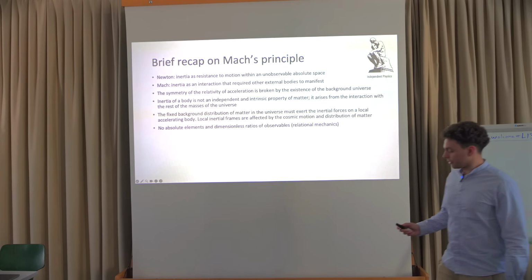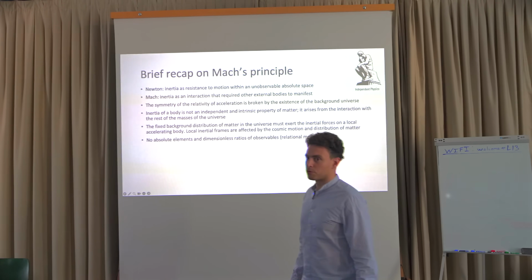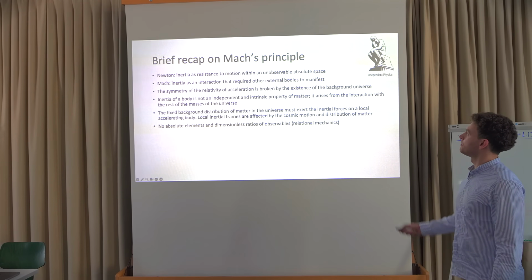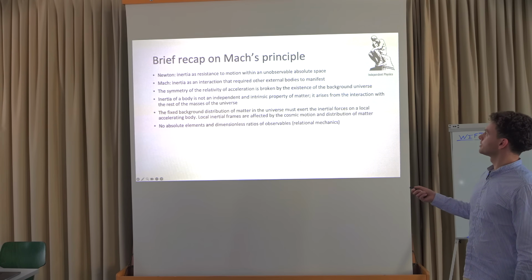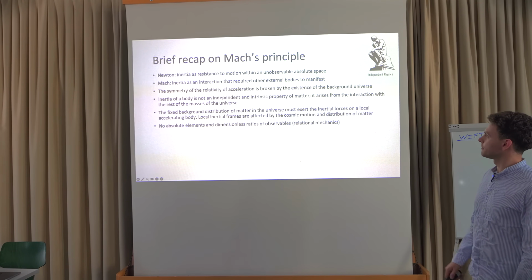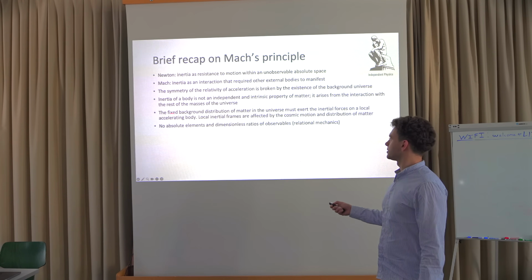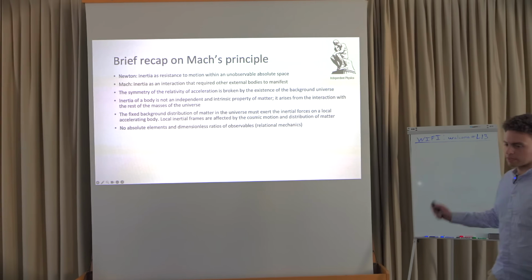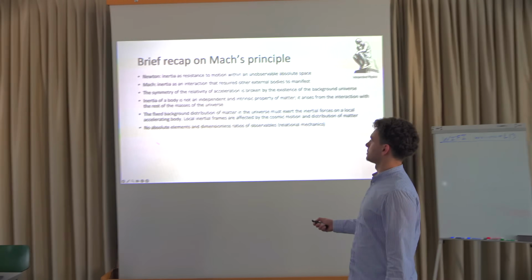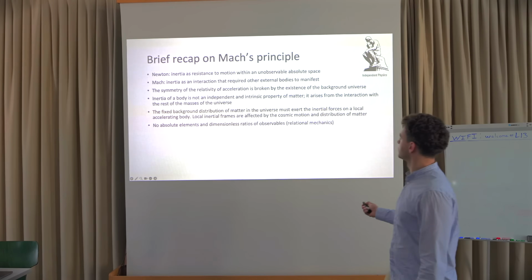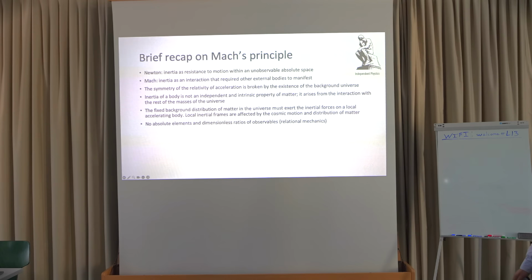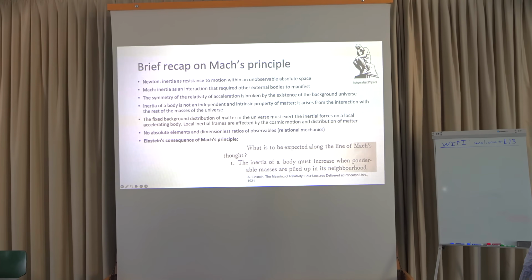Thankfully, people have already explained Mach's principle before, so I don't have to go through it. But very quickly, Mach conceived inertia as an interaction that required other external bodies to manifest. The inertia of a body is not an independent and intrinsic property of matter. It arises from the interaction with the rest of the masses of the universe. This will be very important. You should also expect non-absolute elements and dimensionless ratios for observables related to relational mechanics. And this is very important.